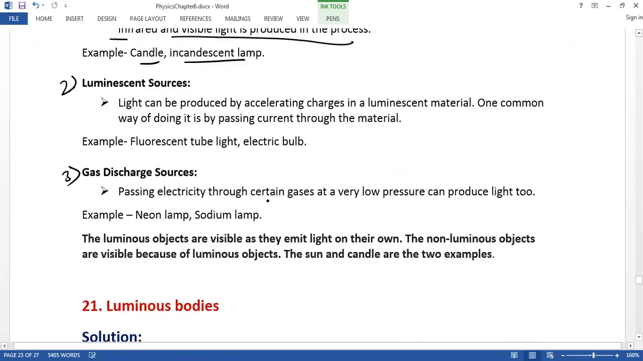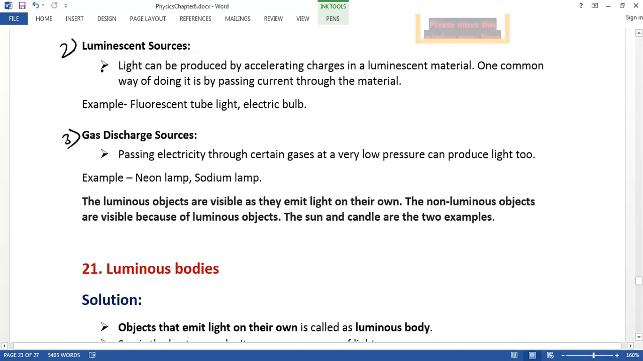The next one is the luminescent source. Light can be produced by accelerating charges in a luminescent material. One common way of doing this is passing current through the material. When we pass current through the material, the accelerating charges move across it, resulting in the production of light. Examples of luminescent sources are the fluorescent tube light and the electric bulb.